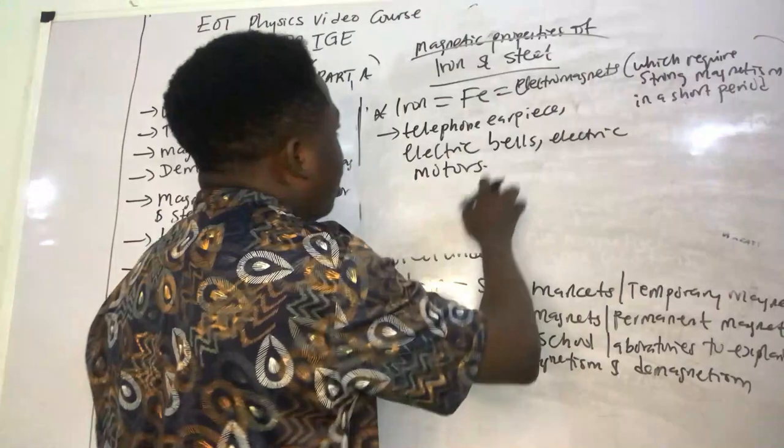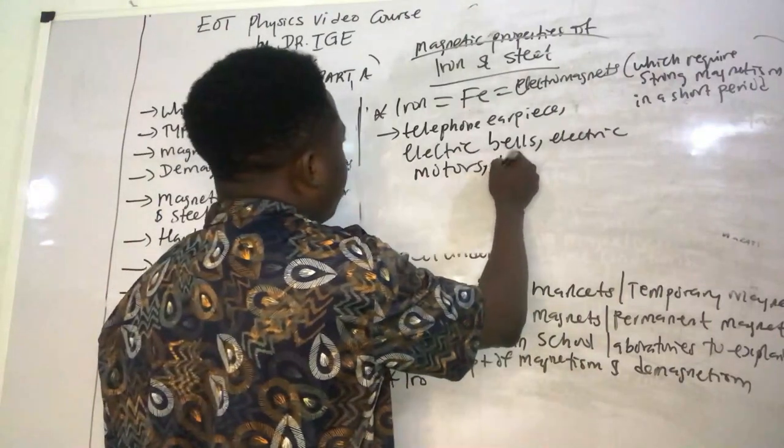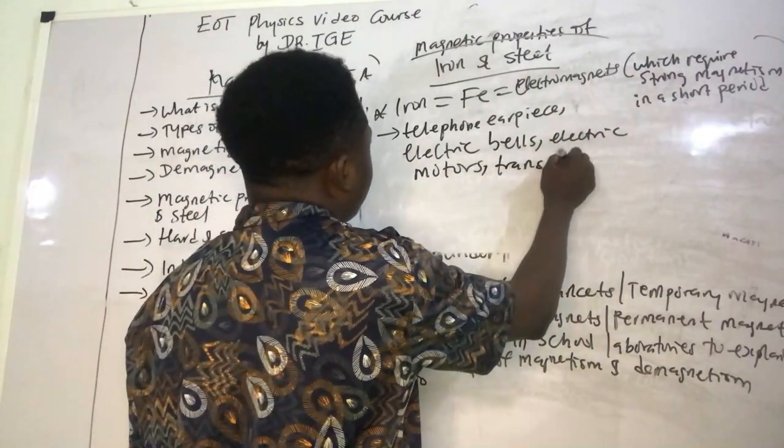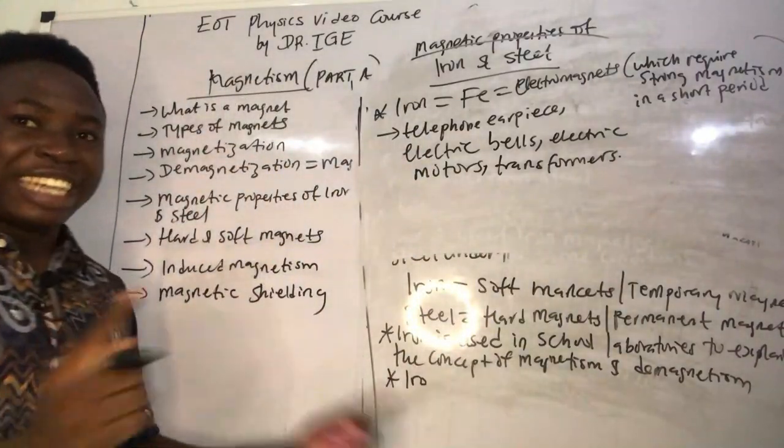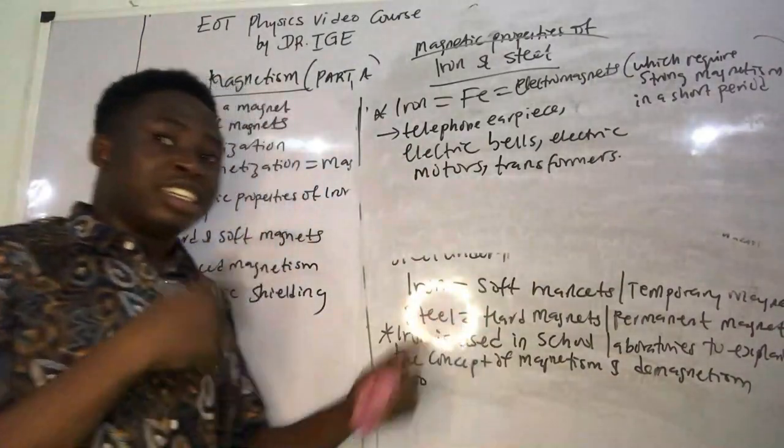What is it called? Electromagnets. Even in transformers, because transformers use electromagnets. Do you understand? So I hope you can link everything. I'm just going to put everything for you so that there's no way they can copy.